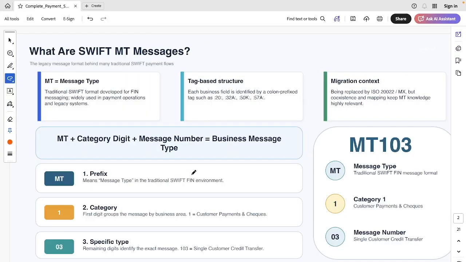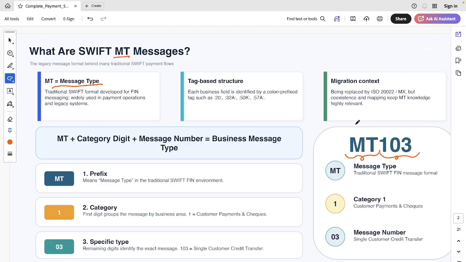So before we jump into the examples, let us first understand what an MT message usually is. MT basically stands for message type, and it is a legacy Swift message format used heavily in payment operations. MT means message type, and if we have to interpret the format of MT messages, this is how it goes. It comes with these two alphabets M and T, followed by these characters.